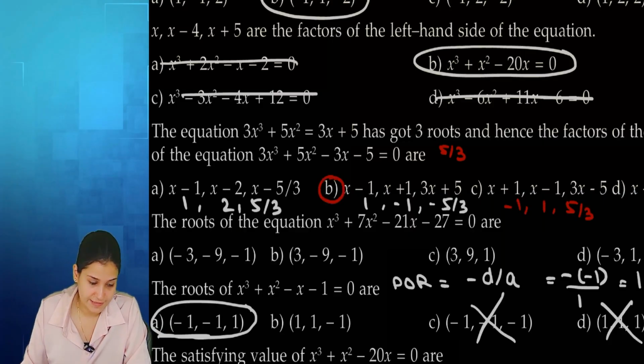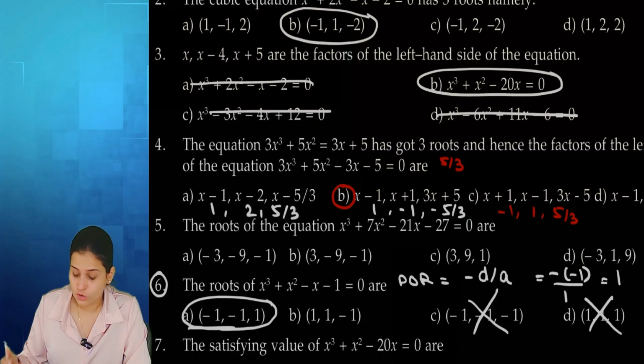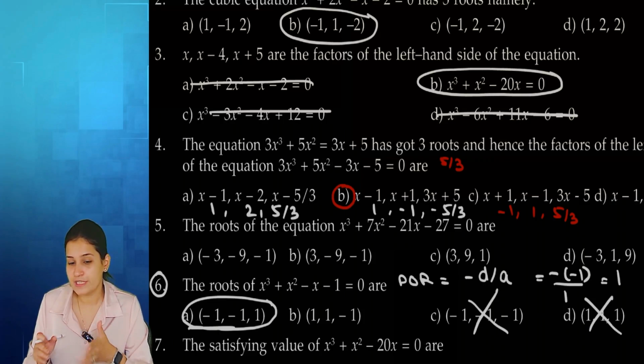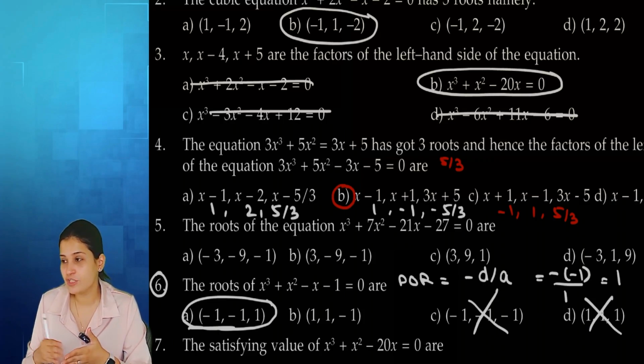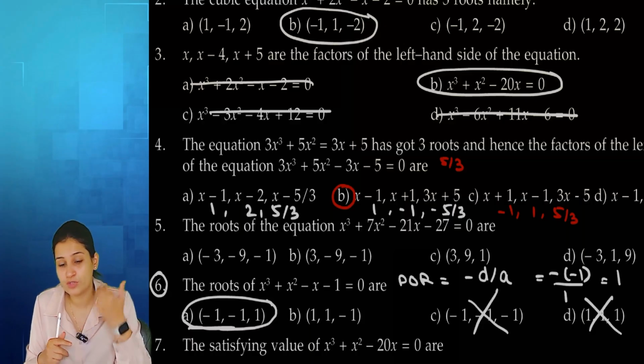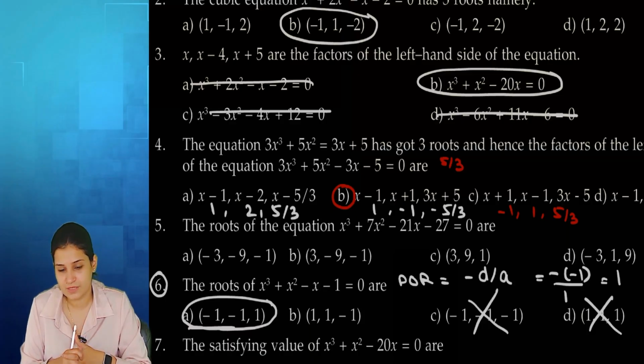Option B is the correct answer. Don't even do trial and error. Use sum of the roots and product of the roots in the cubic equation. Here, if I use the product of the roots, I should have 5 by 3. So only option B gives you 5 by 3. No need to do even trial and error. Did you understand what I'm trying to say?